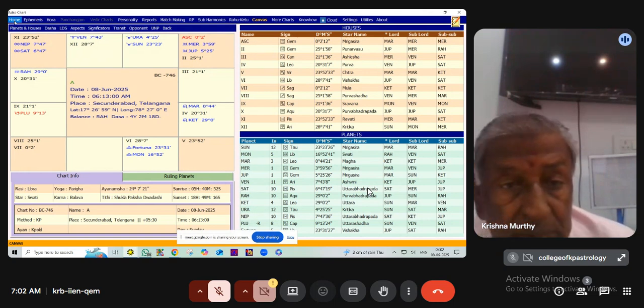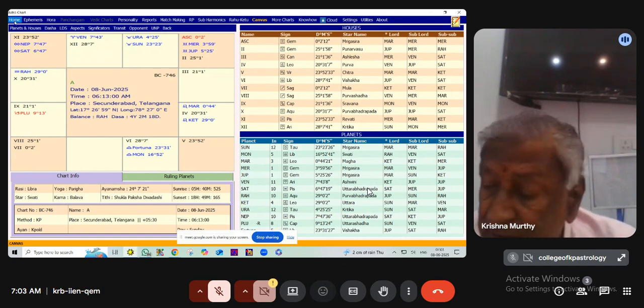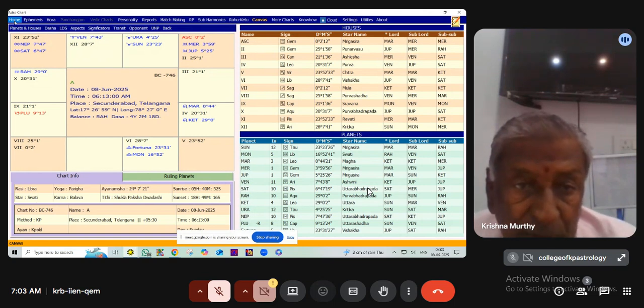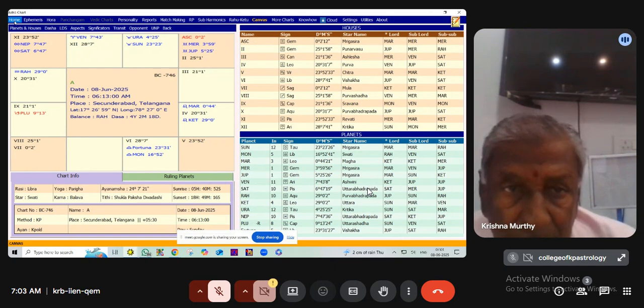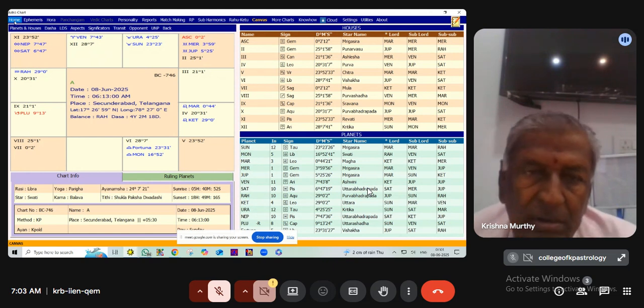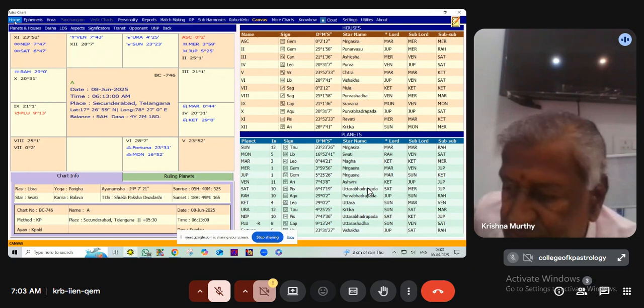Now let us take an example. Second house shifting to first house. What will be the result, approximate results? The Karakatwas of the second house will be lost to some extent or modified to some extent. Either they may lose or get a negative result, or it may modify in some cases.